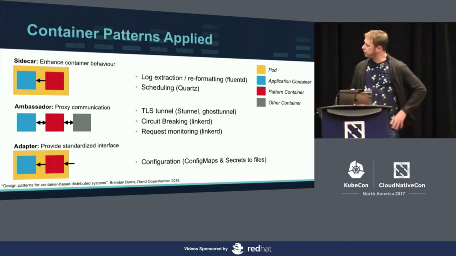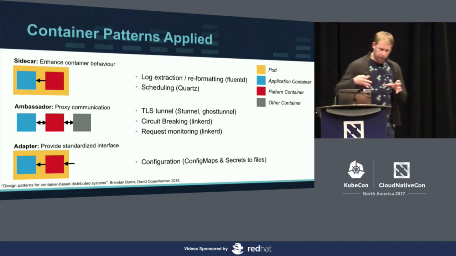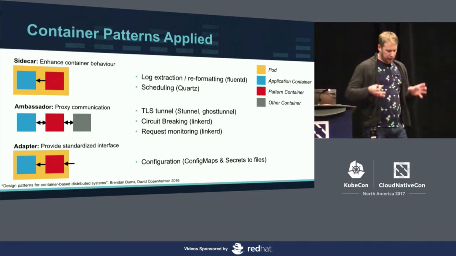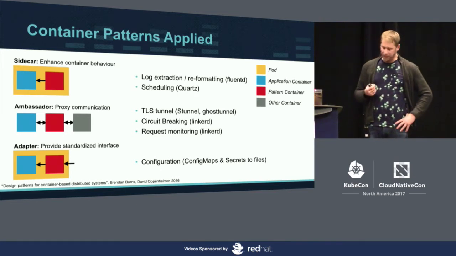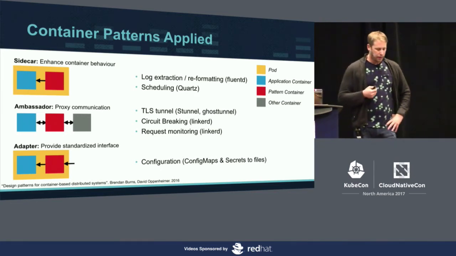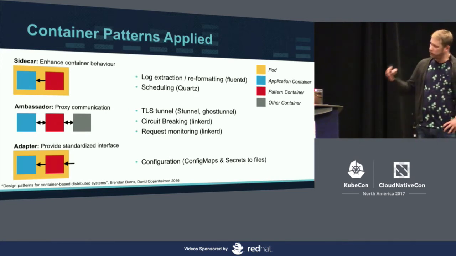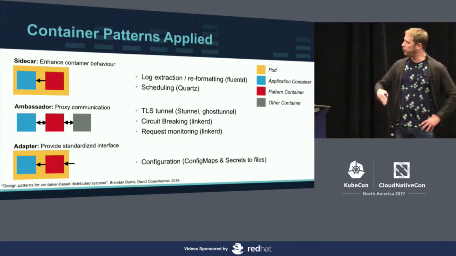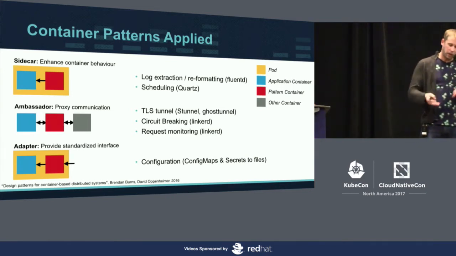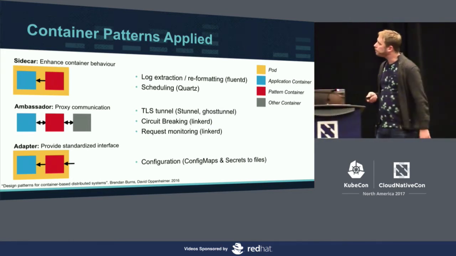And last but not least, the adapter pattern, to provide a homogeneous interface of an application to the outer world. We used it to adapt the configuration mechanism of this almighty legacy framework to Kubernetes config maps and secrets. So Kubernetes config maps and secrets were written to files, changed in format, and injected into the other container.